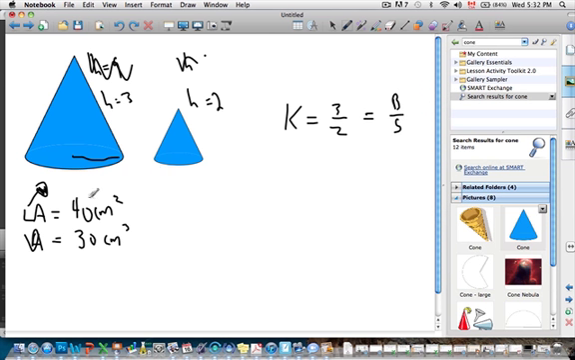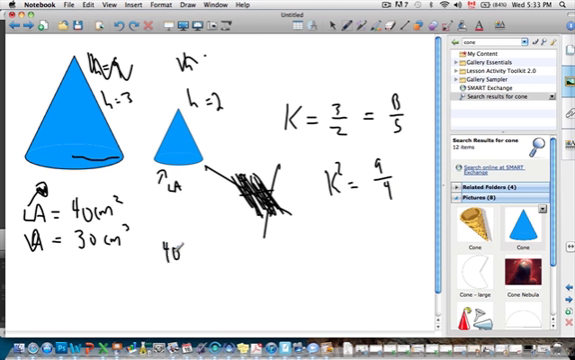Now, if it says the lateral area of this is 40 and asks you what the lateral area of this is, the temptation would be to say 40 divided by 3 over 2, which is 1.5. But that is wrong, because they're not in the same dimension. What you need to do is get your k squared, which is square the top, 9, square the bottom, 4. And now you can do 40 divided by 9 over 4, which is like multiplying by 4 and dividing by 9. And that would be your new lateral area.